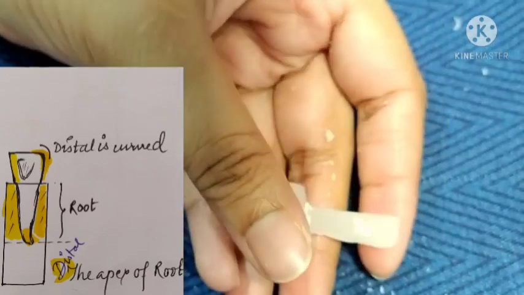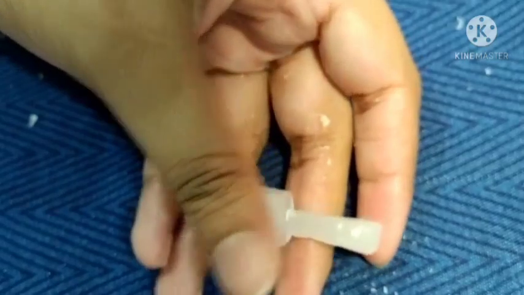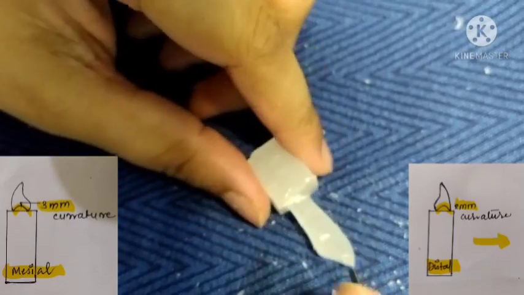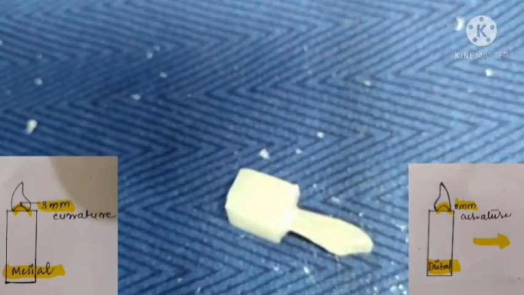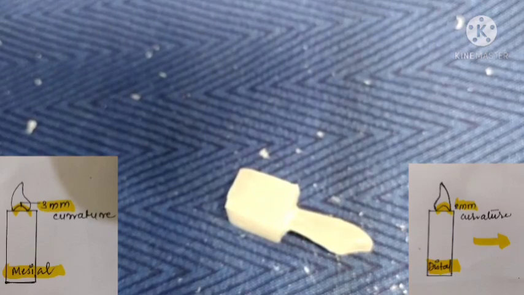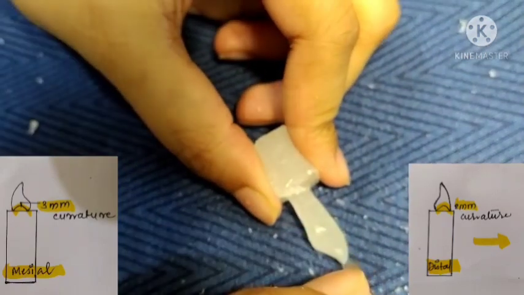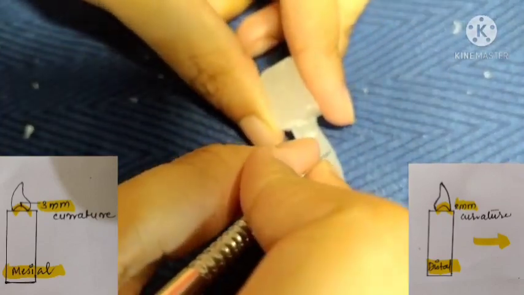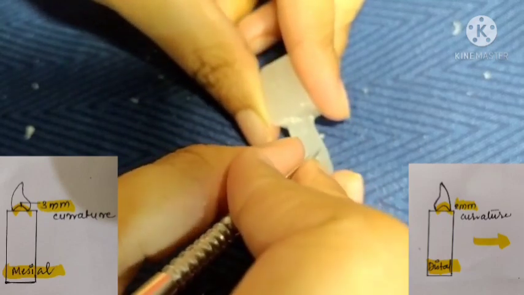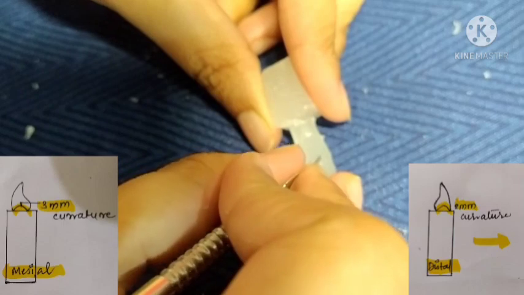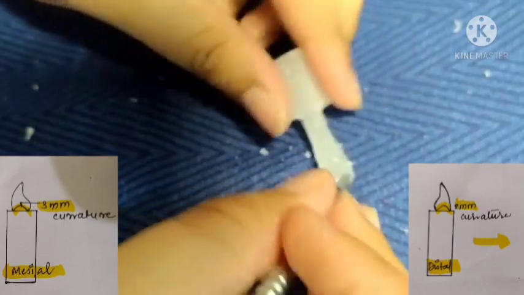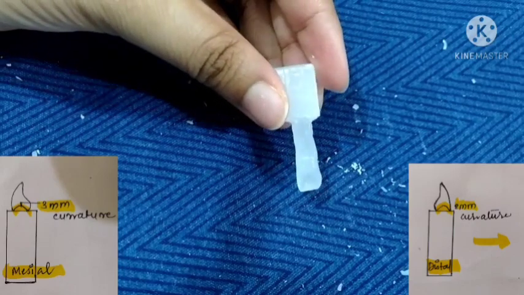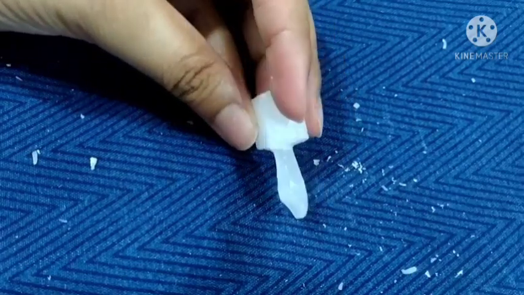Another thing we are going to do is mark the curvatures. I'm going to mark the curvatures. The distal curvature is approximately 2 mm and the mesial is 3 mm. So here I'm marking the curvatures. Here you can see I have marked my curvatures.